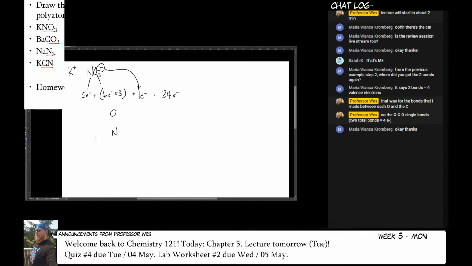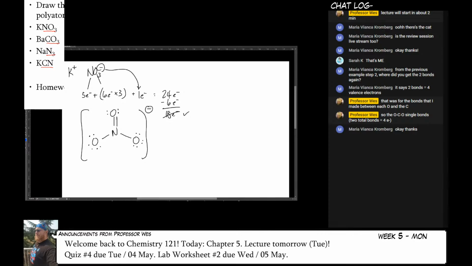Then we'll do our framework. 1, 2, 3 bonds, so that's 6 electrons. And then I'll drop the last 18 in around the outside as octets. That's 12, 13, 14, 15, 16, 17, 18. That's all of the electrons. I don't have an octet around the center, though, so I need to make a double bond. I'm just going to pick 2 arbitrarily and make a double bond, and it's done.